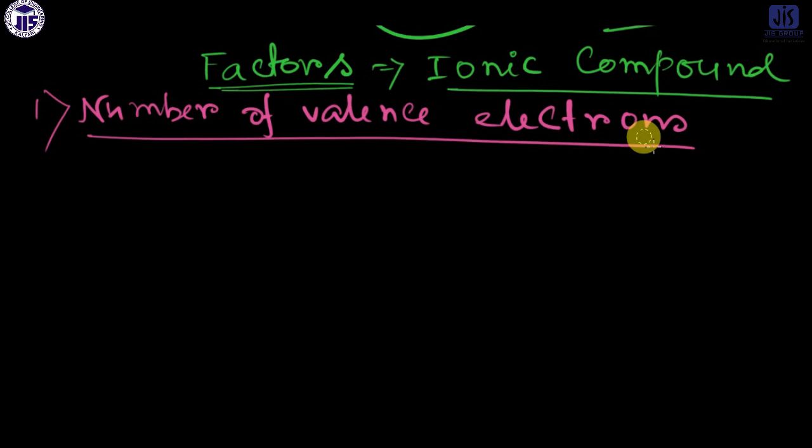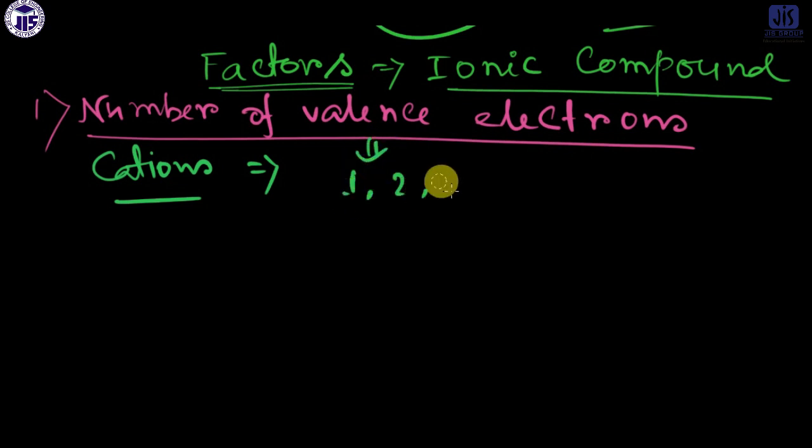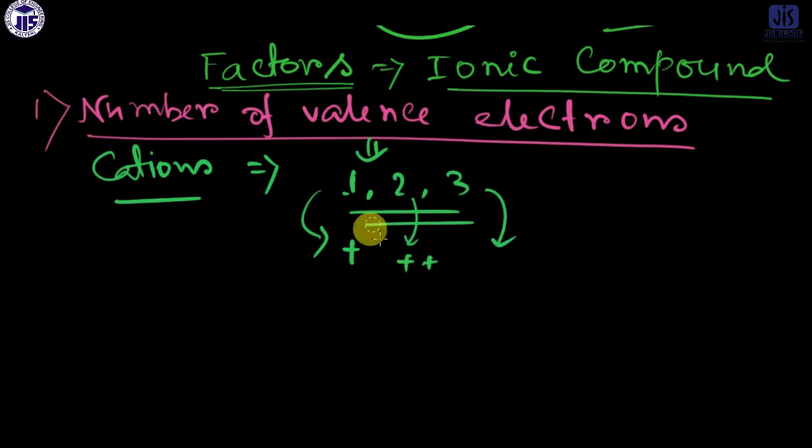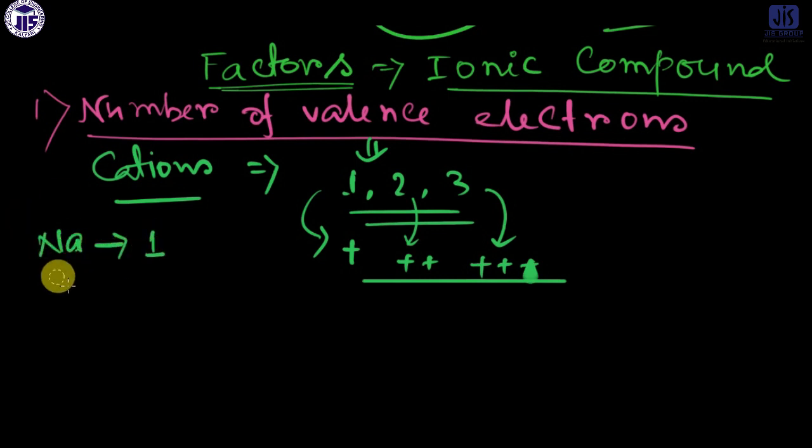For cations, the number of valence electrons will be either 1, 2 or 3. That means if it loses 1 electron, it will have a single positive charge. If it loses 2 electrons, it will be double positive, and if it loses 3 electrons, it will have a triple positive charge. So expected valence electrons will be 1, 2 or 3. Like in the previous cases, in sodium the number of valence electrons was 1, and in calcium it was 2.